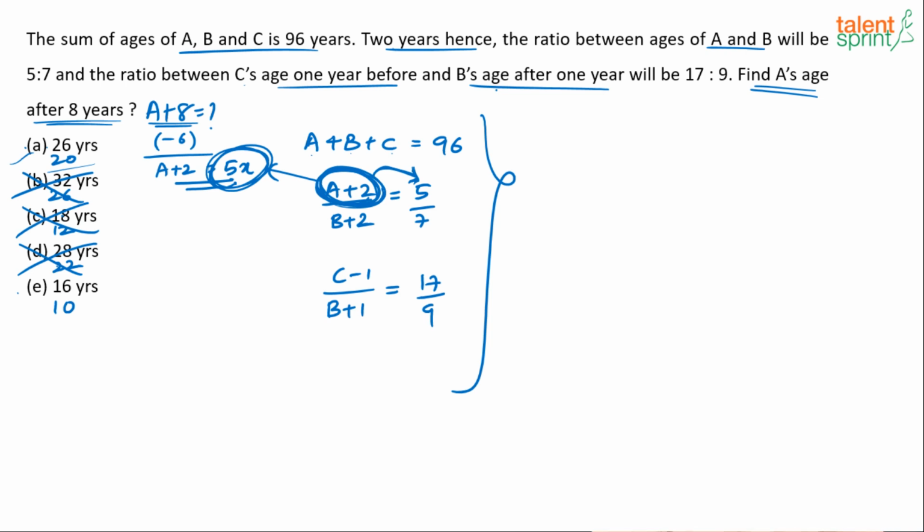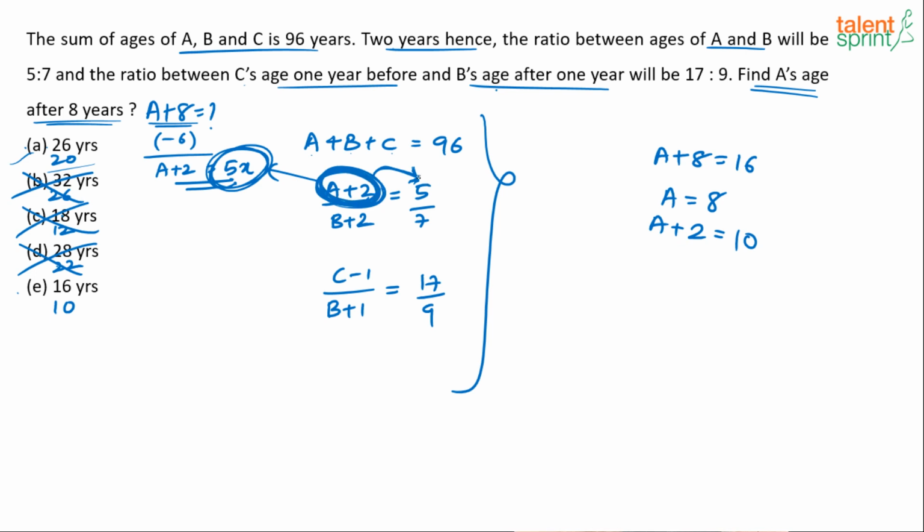For example, let's assume, for a minute, E is correct. According to option E, A plus 8 is 16, which means present age of A is 8. You don't have to write steps on paper, I'm just trying to explain this to you. This is A plus 8, 16. So what is A plus 2? A plus 2 is how much? 10. So A plus 2, meaning this is 10.